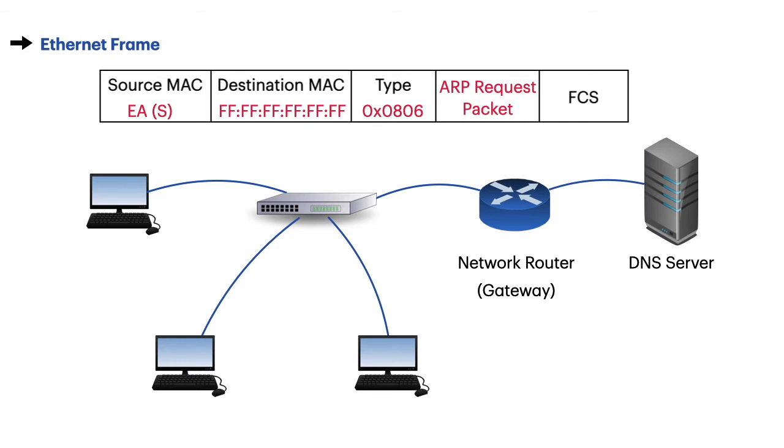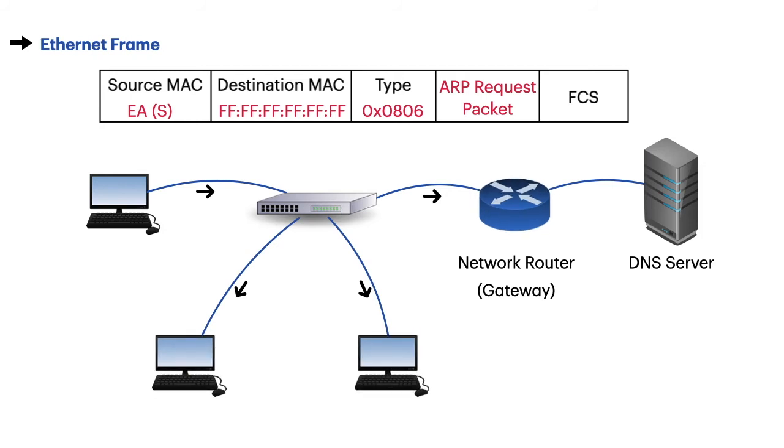The switch receives the frame and checks the destination hardware address. As it is the Ethernet broadcast address, the switch forwards the frame to all of its ports. All connected computers, along with the gateway router, receive the frame.